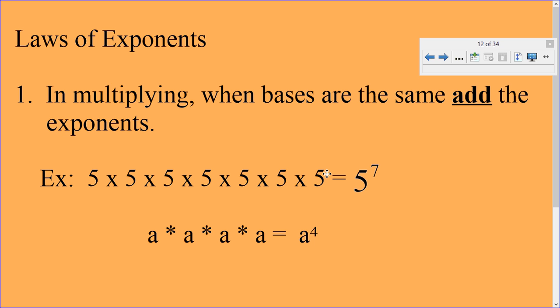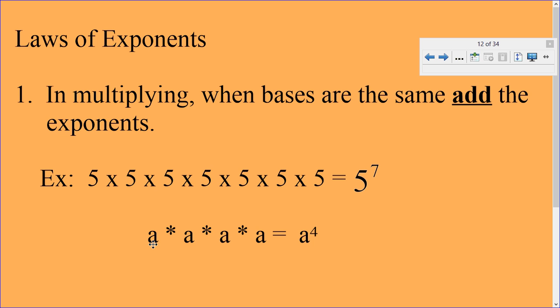If you count up all the 5s, there are 7 5s. What we did was we added up all the 5s, or counted them all up, and it added up to 7. So the base is 5, it remained the same, and there are 7 of them. That would be 5 to the exponent of 7.